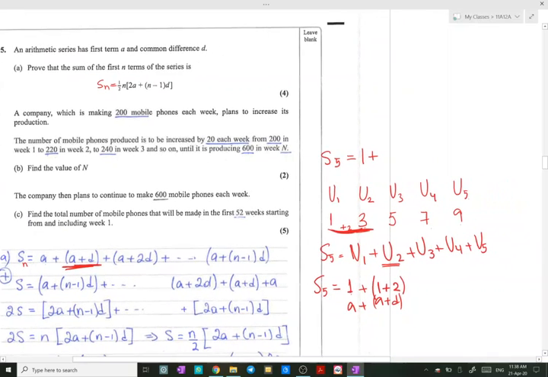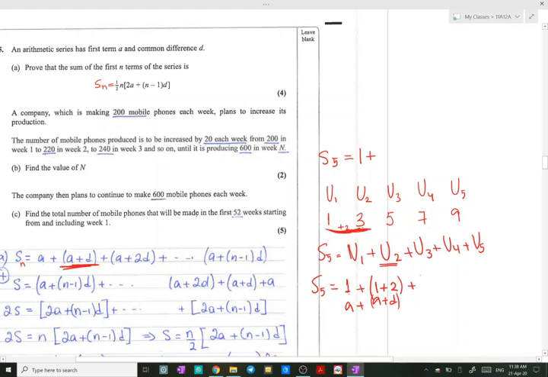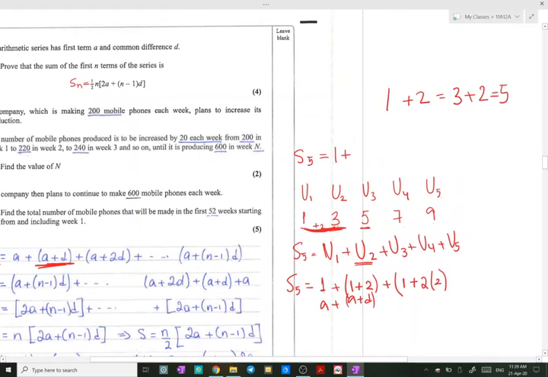Now the third term, I want to write it in terms of the first term. It's 1, and the third term is 5. So what did I do to 1 so that it became 5? First I added 2 so that it became 3. Then I added to the 3 another 2, which became 5. Therefore it's twice the common difference. So in a general form, it's A plus the common difference times 2.